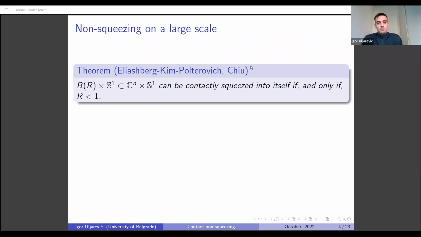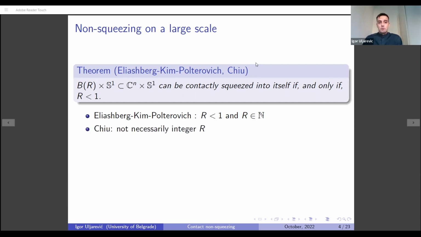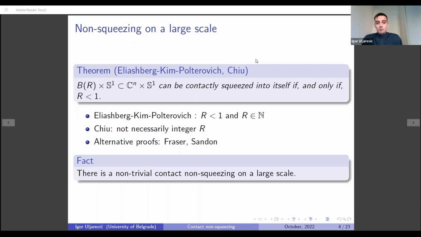Obviously, the ball of radius R times S^1 can smoothly be squeezed into itself for any R. So this is really a purely contact geometry claim. Eliashberg, Kim, and Polterovich proved the case where R is either less than 1 or an integer. Chiu completed the theorem and proved what happens when R is not necessarily an integer. And there are alternative proofs by Fraser and Sandon. So the punchline here is that there exists sometimes a non-trivial contact non-squeezing on a large scale.